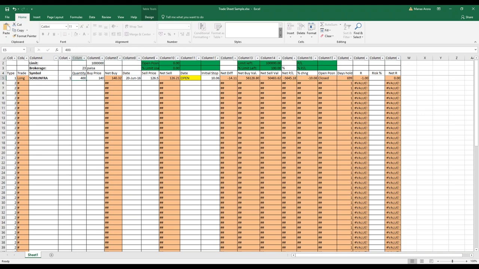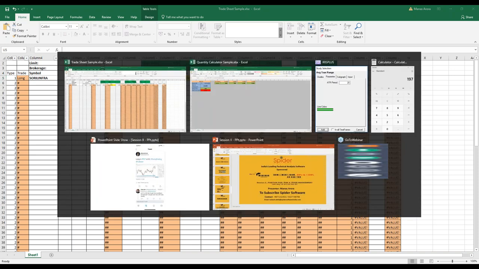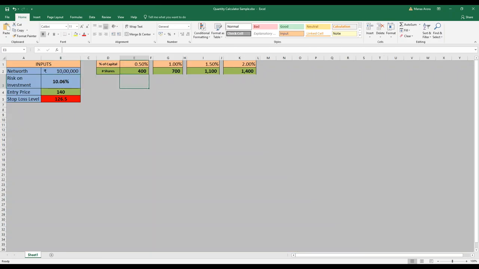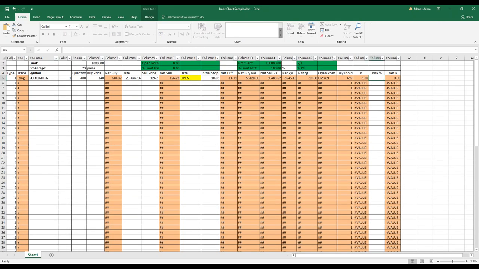These white columns are the columns where you have to type in the values. The rest of the columns have formulas, so it auto calculates everything. The last column, the white one, is risk percent. This is nothing but how much risk you took when you initiated the entry. In this case, the first trade, we had risked only 0.5%. So I'm going to write 0.5 here.